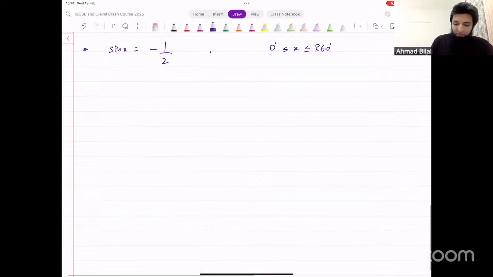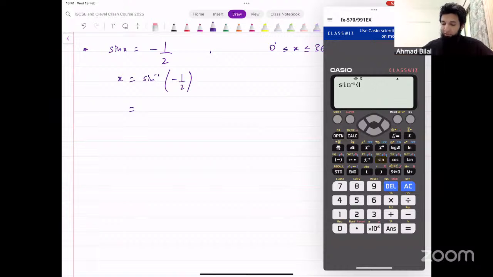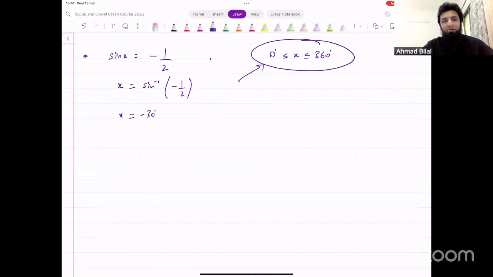Now, how do we solve this? We put this on our calculator and see what that gives us. X equals sine inverse of negative 1 over 2. Let's see what we get from our calculator. Sine inverse of negative 1 over 2. What's that giving me? Negative 30. Okay, now calculator is giving me negative 30. The question says the answer should be between 0 and 360. We cannot go beyond that interval. Okay, now minus 30 is not in that interval. How do we think about this now?